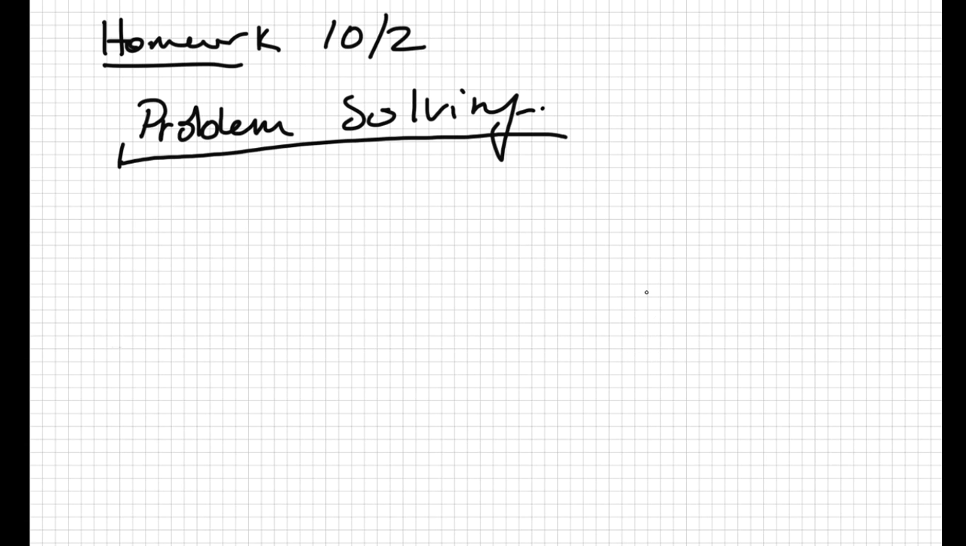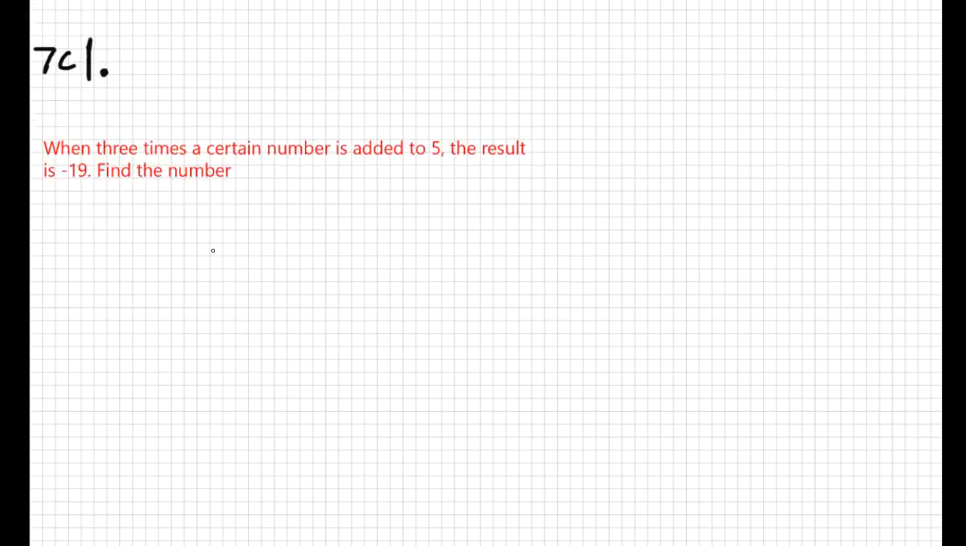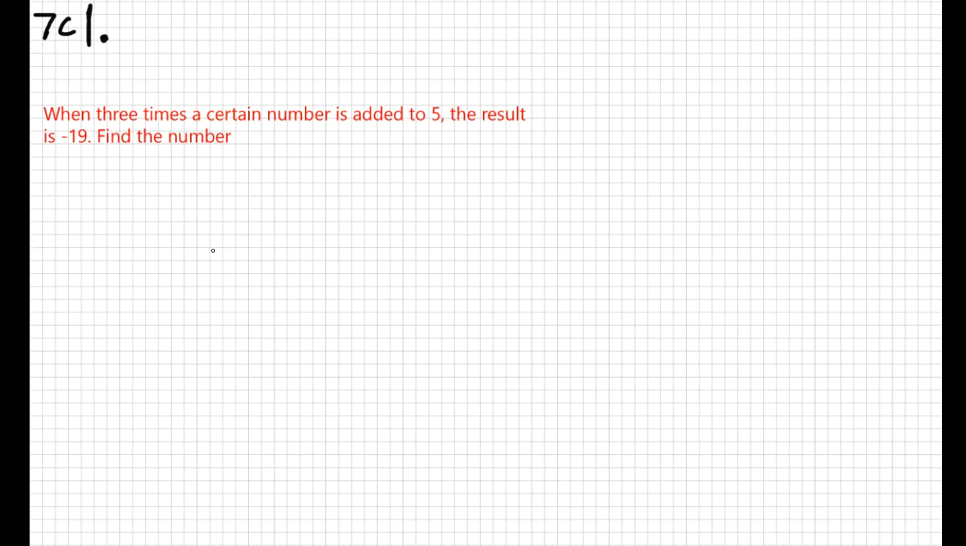So, we're going to do an example. We're going to do question number 1 in your homework book, in 7C, which is, when 3 times a certain number is added to 5, the result is minus 19. Find the number. So first thing I want you to do is actually pause this video again and have a shot at writing that out using the 3 steps. So away you go. And now that hopefully you've had a shot at that, I will go through it step by step.